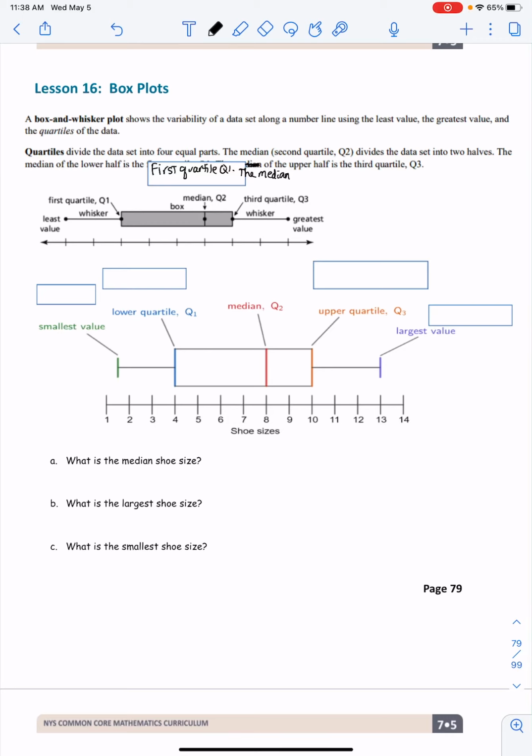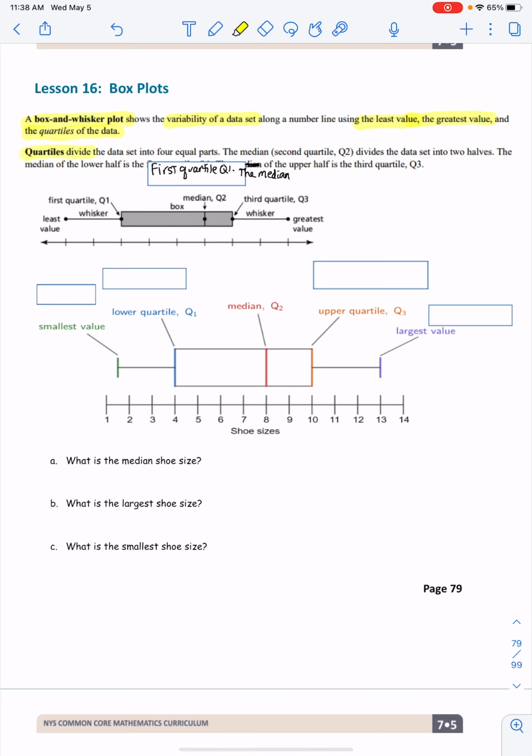This is lesson 16, box plots. A box and whisker plot shows the variability of a data set along a number line using the least value, the greatest value, and the quartiles of the data. And we're going to explain what quartiles are.